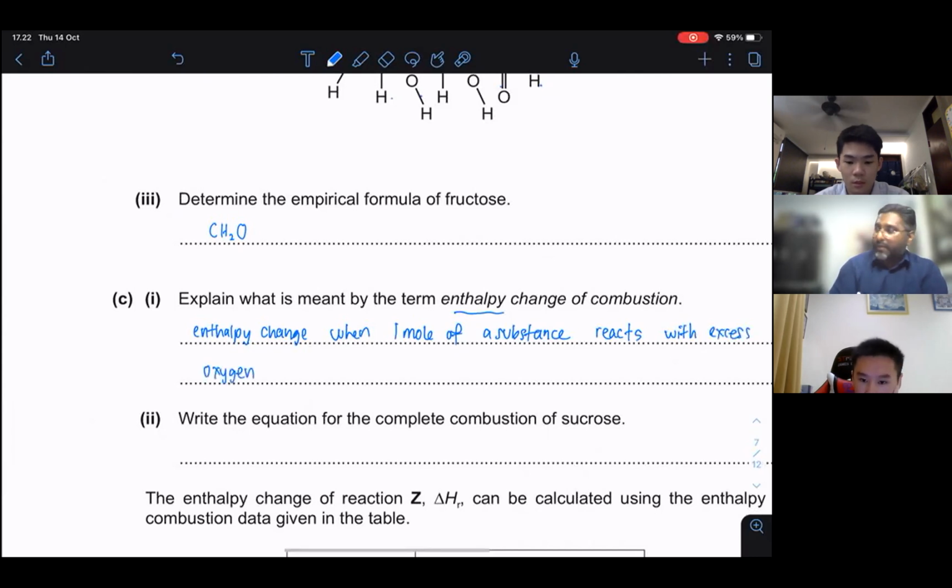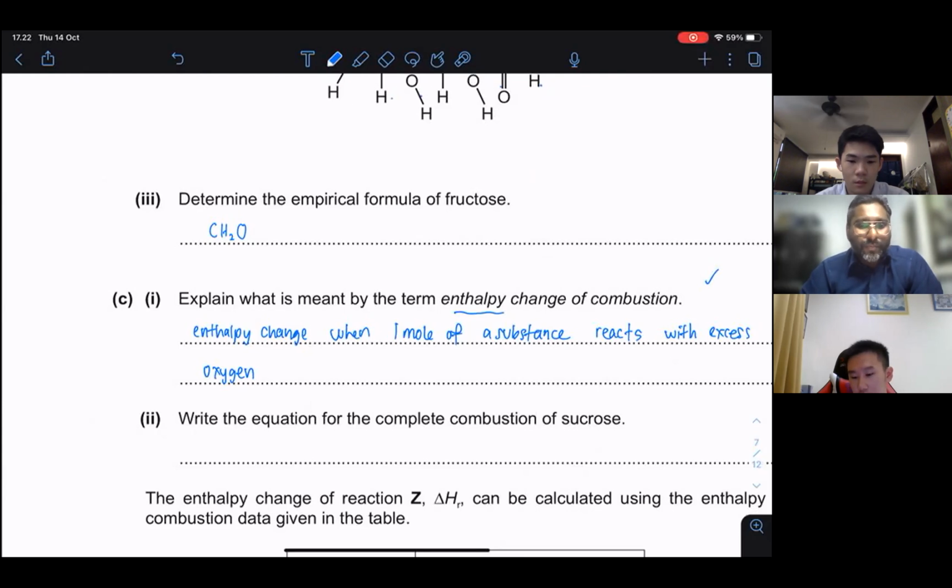Okay, react with excess oxygen. They didn't say standard condition, so no need to put standard condition. If they say standard condition, then you need to put it. In this case, no need, but if you still want to put it, no harm. So enthalpy change when 1 mole of substance reacts with excess oxygen. You will lose a mark if you don't mention excess. You must mention excess.